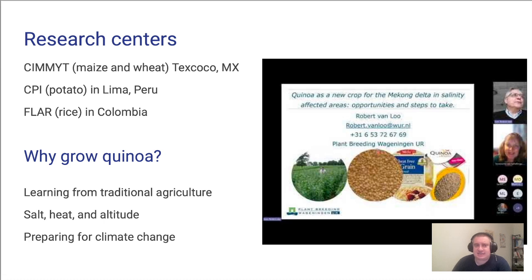Potato is researched in Lima, Peru, where a lot of potato varieties originated before the Columbian Exchange. There's still a huge percentage of potato varieties in the world that are only grown in the Peru region. I think they also do some research on quinoa since it's more local to them. And then FLAR is a rice growing institute for Latin America. The more global one is in the Philippines, but they have different outlets around the world working on this. So why quinoa?